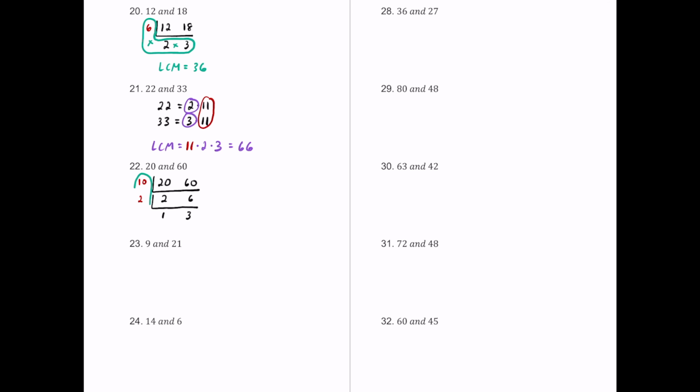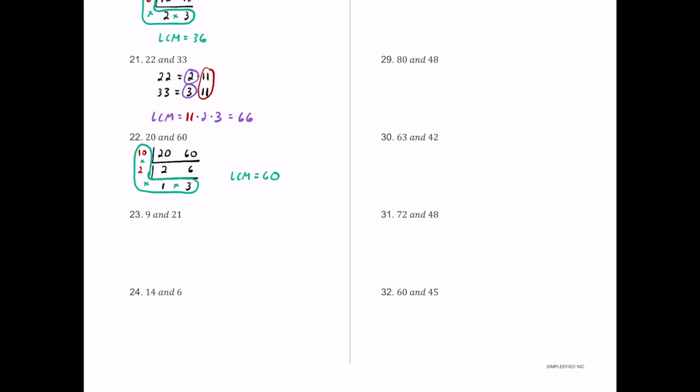Once one of the numbers is 1, you can't do anything else with them. And so let's go ahead and multiply these numbers. 10 times 2 is 20, times 1 is still 20, times 3 is going to be 60. So the LCM here, least common multiple, is 60.